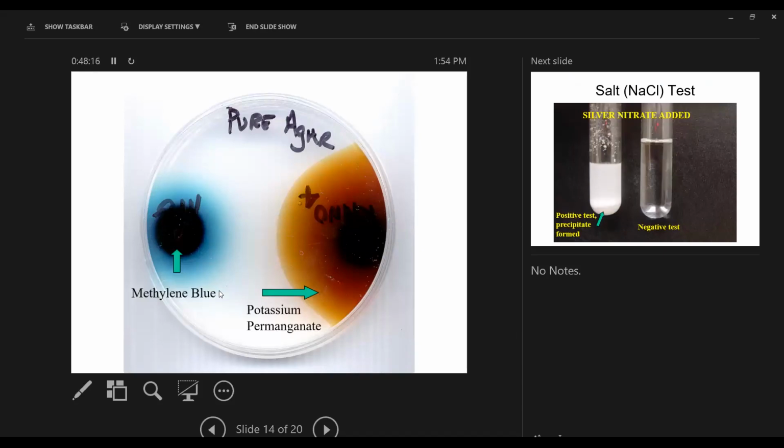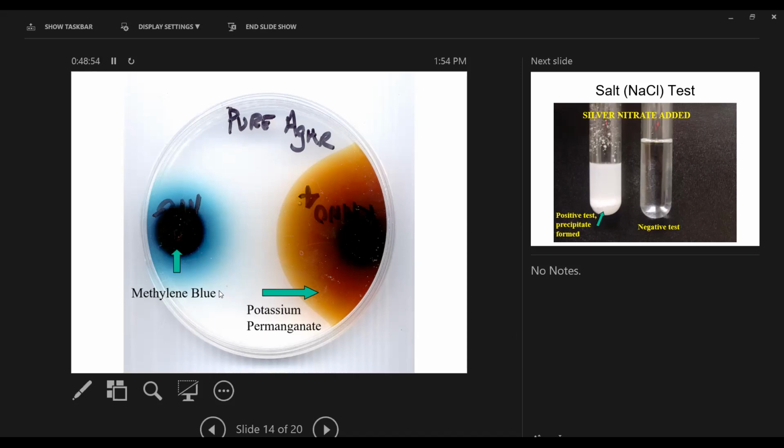This is an example of diffusion through a different type of medium. Here we take a petri dish and we put a crystal of methylene blue and a crystal of potassium permanganate on here. And we wait and we see what happens. And we discover that both of these substances will diffuse across the gel.